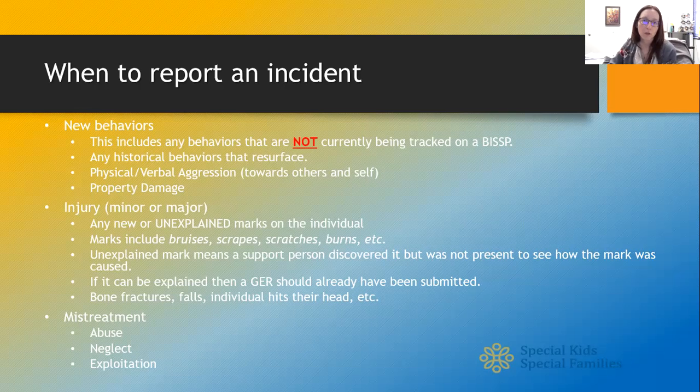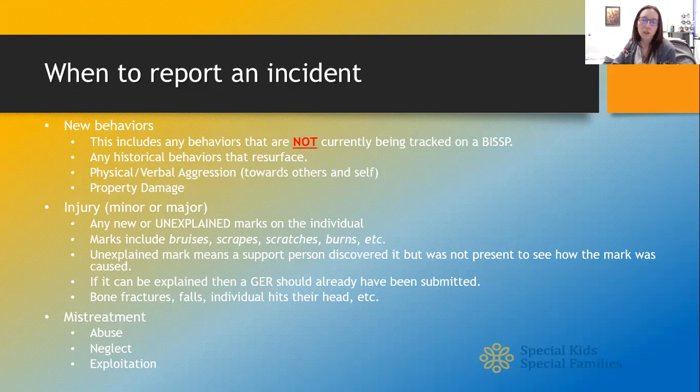Any historical behaviors that resurface. So this is going to be anything from aggressive behaviors to nighttime behaviors, anything of that sort that the individual has a history of doing or behaving as, that would then resurface, whether it be a few months after seeing that last behavior or a few years even. So anything that resurfaces, we do want you to report.